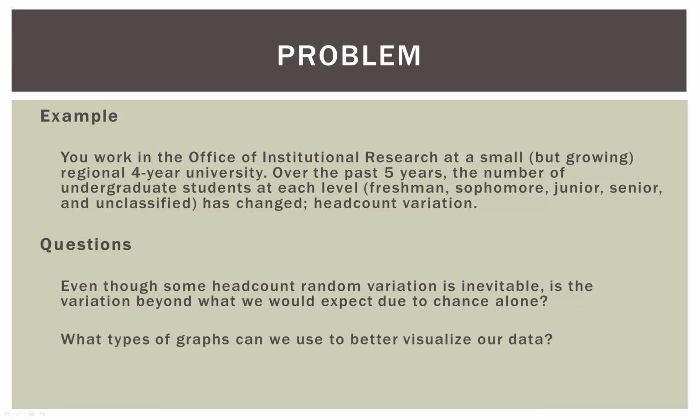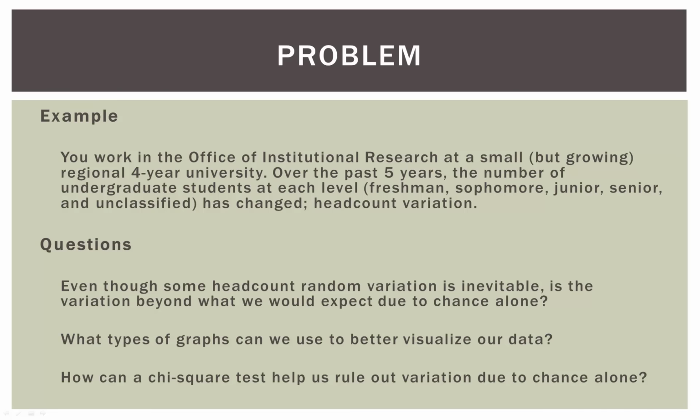Now, what types of graphs can we use to better visualize our data? And how can a chi-square test help us rule out that variation due to chance alone? So where is the threshold by which we can say, wait a minute, that change is just beyond what we'd expect due to chance alone?